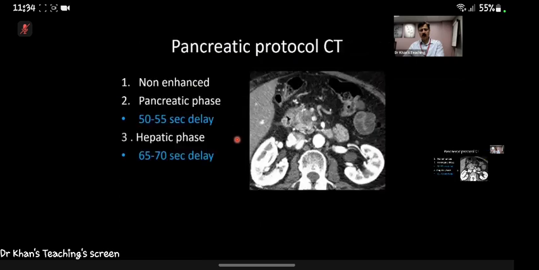of view subsequently. Now, one point of technique which I want to elaborate is that maximum enhancement of pancreatic parenchyma is actually at 50 to 55 seconds. It's not a classical arterial phase. It's not a classical venous phase. It is somewhere in between. And the hepatic phase is 65 to 70.